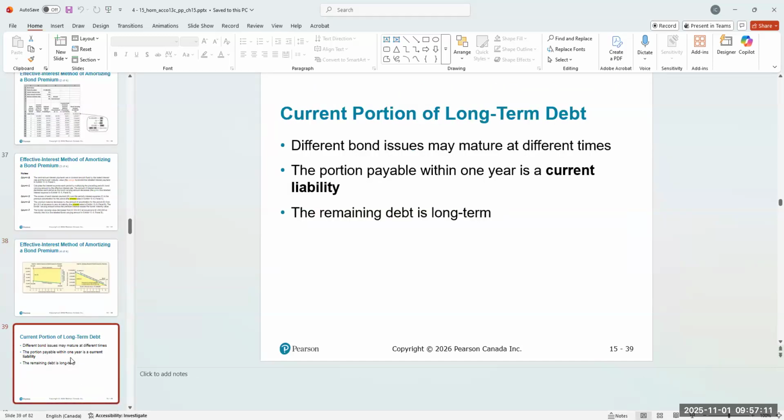Now, the current portion of the long-term debt, that was with the bonds. We're not going to spend any more time on the bonds. In the 332 course, I'm going to show you what's going to happen if we have a reporting date between the payment dates.